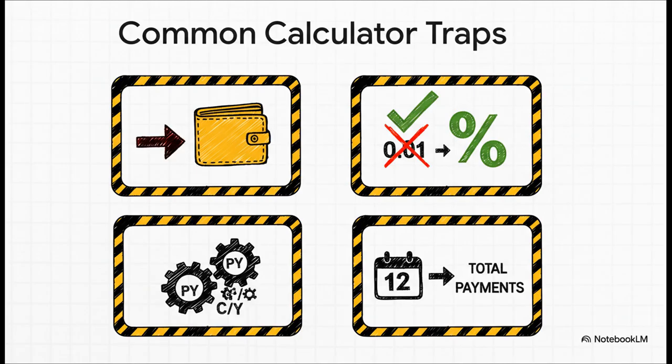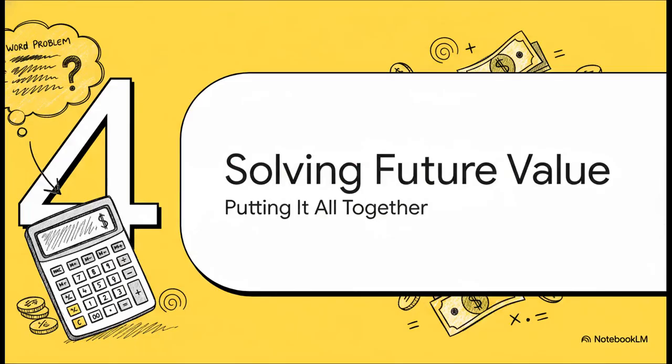Third, make sure P/Y and C/Y match what the problem says. And last, remember N is total payments, not just years. 5 years of monthly payments means N is 60, not 5. Got it? Don't fall for these. Okay, enough theory. Let's actually put this to work.